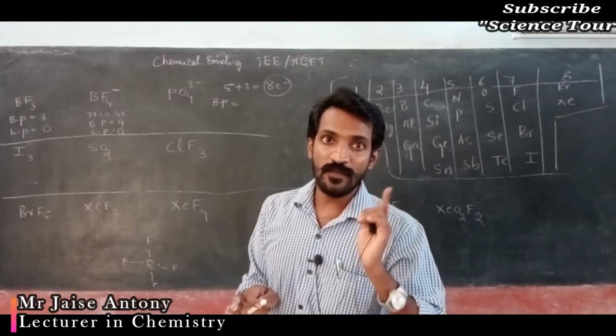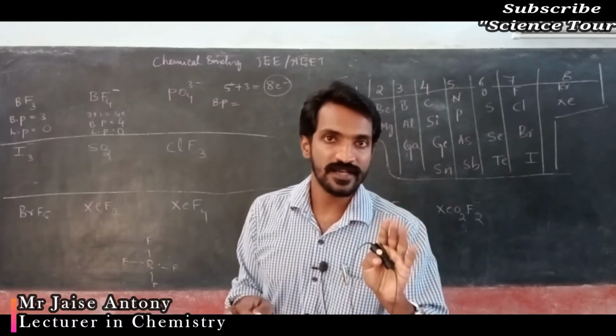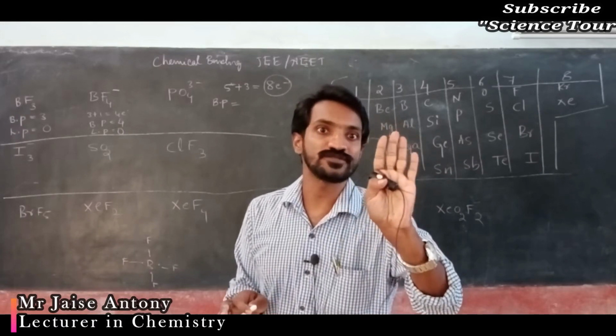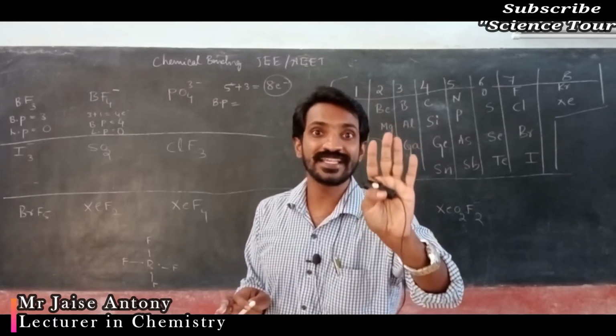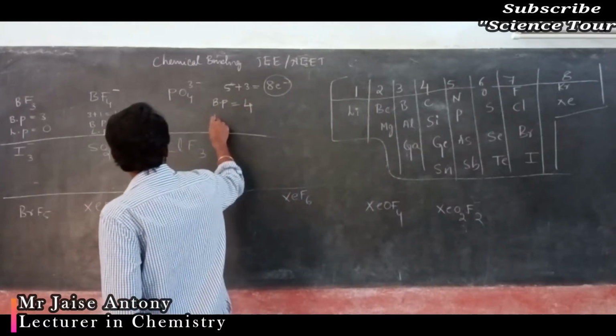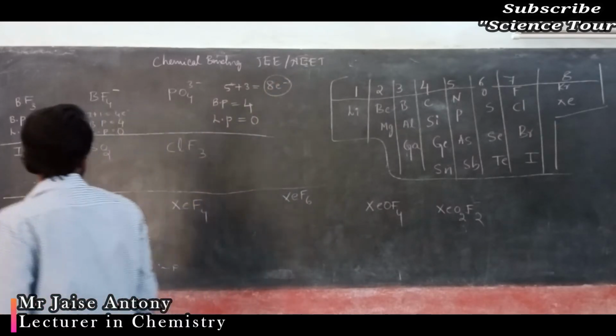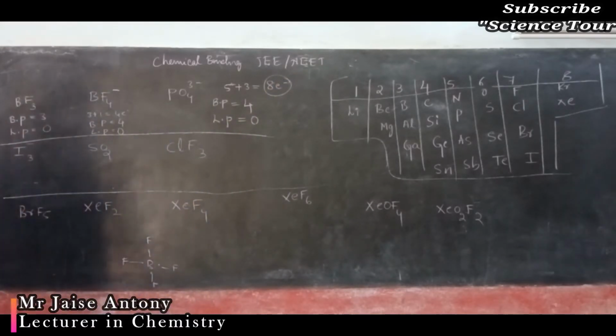In VSEPR theory, multiple bonds are treated as a super single bond. Understood? So when asked how many bond pairs there are, you are not writing 8 bonds, not like that. You are writing 4 bonds because a double bond is also treated as a single bond. Four bond pairs, and lone pair is 0. That means 8 electrons are used and no electron is left out. Correct? Zero.